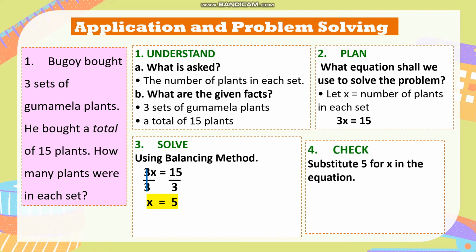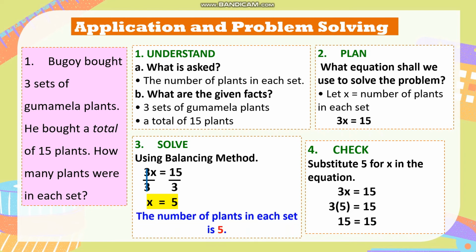Number 4, check. Substitute 5 for x in the equation. 3x is equal to 15. Palitan ang x ng 5. 3 times 5 is equal to 15. So, 15 is equal to 15. Dahil equal ang ating answer, meaning x is equal to 5 is correct. Therefore, the number of plants in each set is 5.